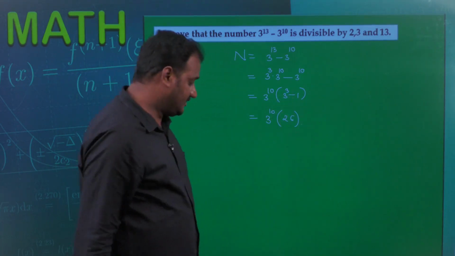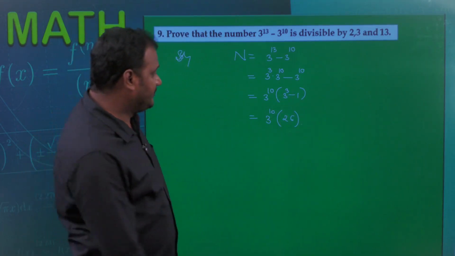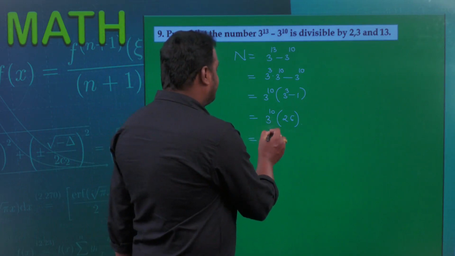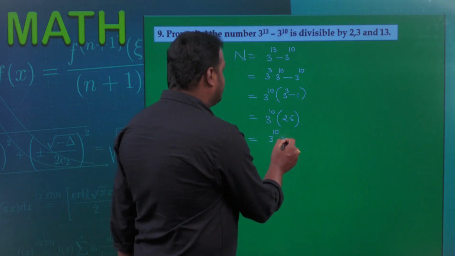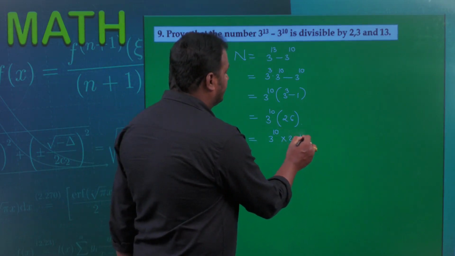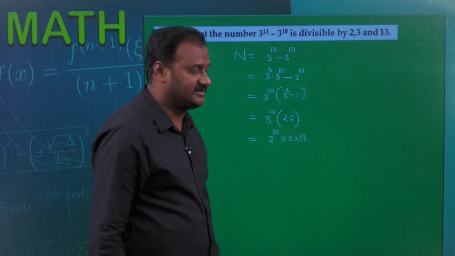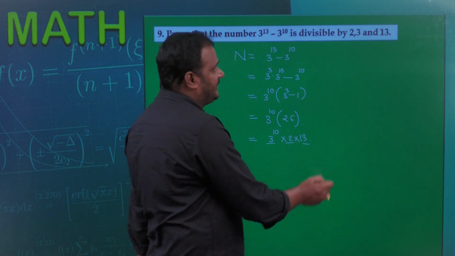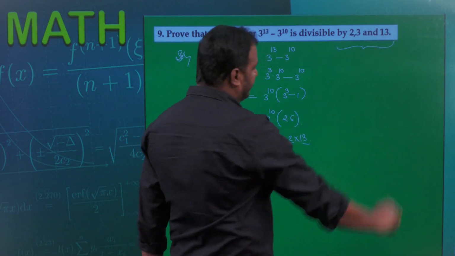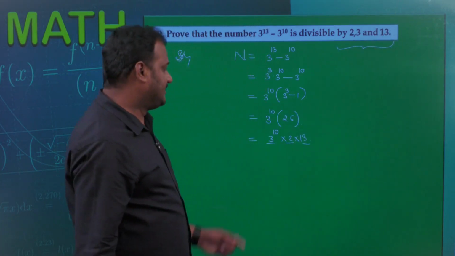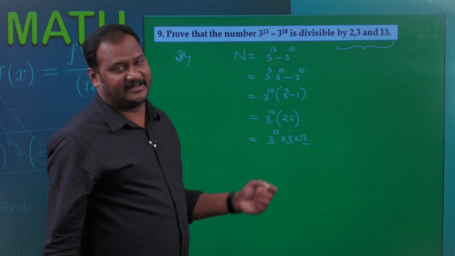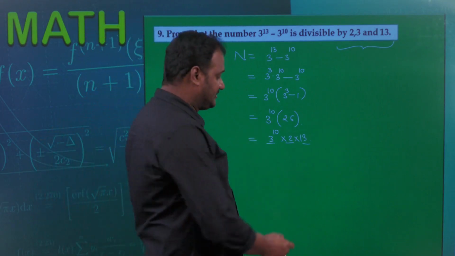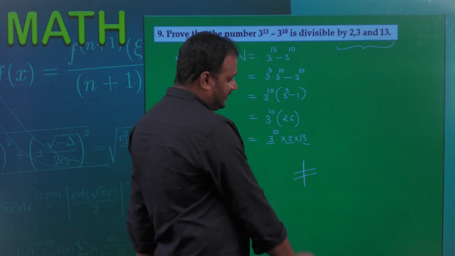Now, you see, this is much simpler. Here you can write it as 3 power 10 into 26, which is 2 into 13. Now tell me, what are the factors of this number? 2 is one factor, 3 is one factor, 13 is one factor. So therefore, this number has 2, 3 and 13 as factors. So this is the way of answering the problem easily.